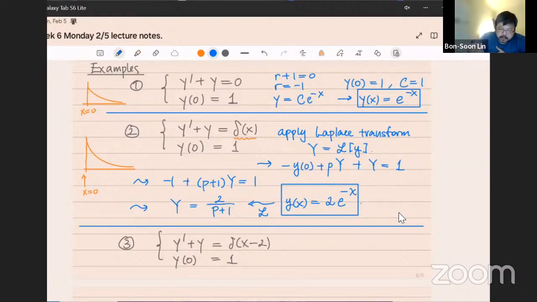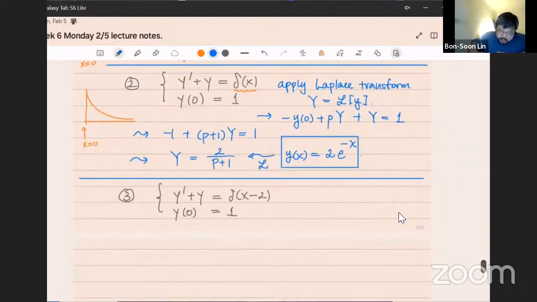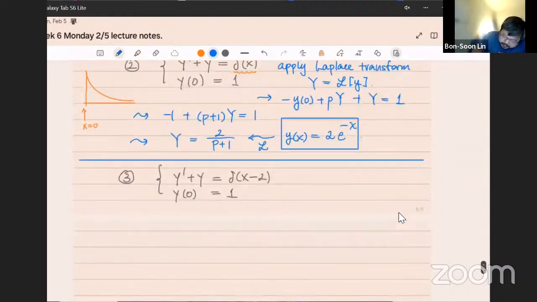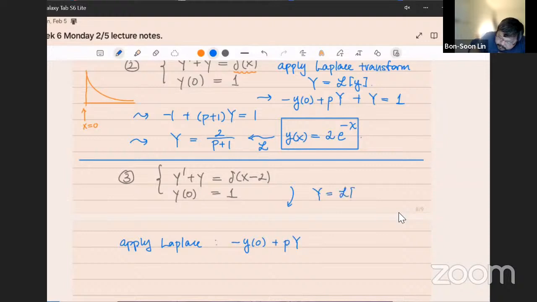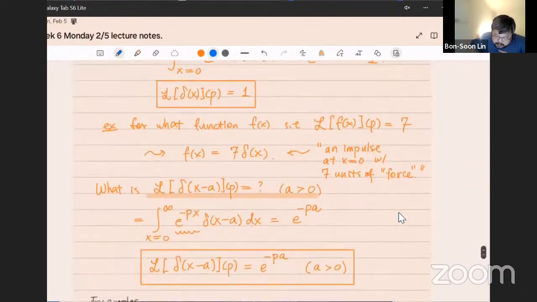So let's see how we can solve it using Laplace transform. Again, let's apply Laplace transform. We get minus little y of 0 plus p times big Y. Again, we're writing big Y as the Laplace transform of little y, as per our tradition, plus the Laplace transform of little y, which is just big Y, equals the Laplace transform of delta of x minus 2. Well, the Laplace transform of delta x minus 2 is e to the negative 2p.